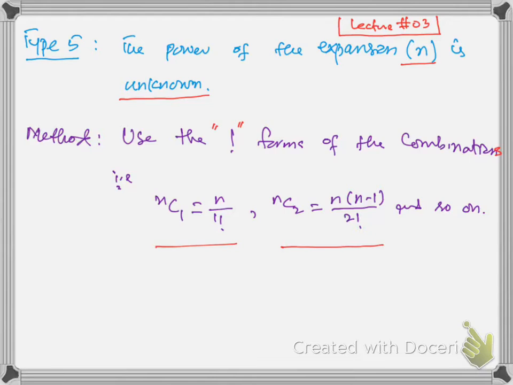A1 Maths P1 Binomial Theorem, Lecture number 3. Type 5 question. The power of the expansion is unknown. Method: use the factorial form of the combinations, like nC1 is n upon 1 factorial and nC2 is n(n minus 1) over 2 factorial, and so on.